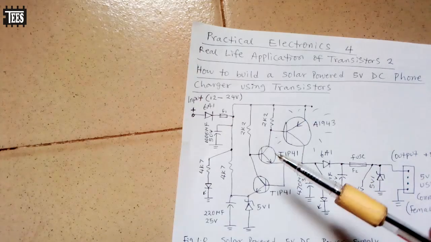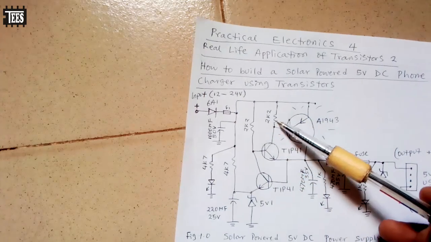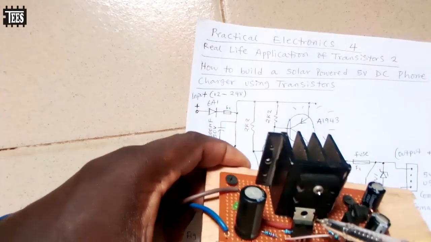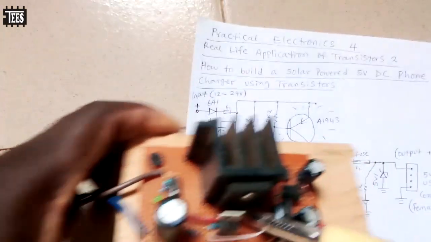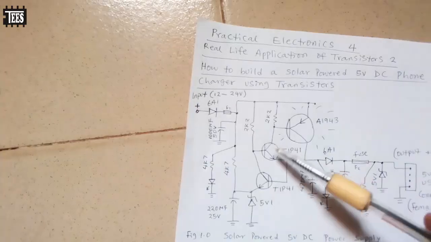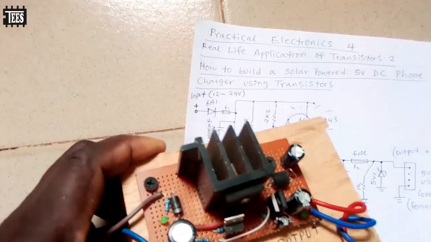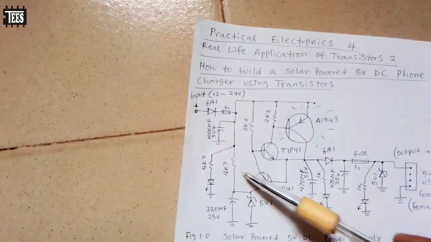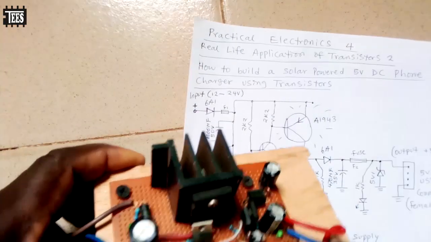So let's look at the resistors here. Let's look at this resistor here. If you look very well here, it's just in between. This is just down here. Then this one here, look at it. You can see it there. Then we also have this one here. Look at it here.